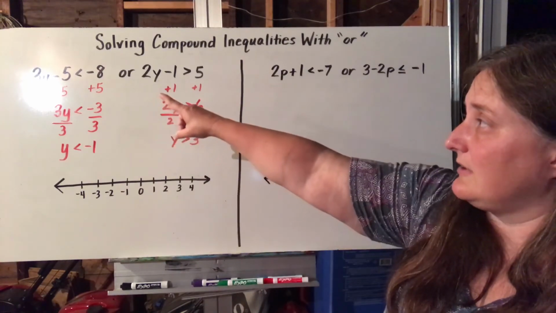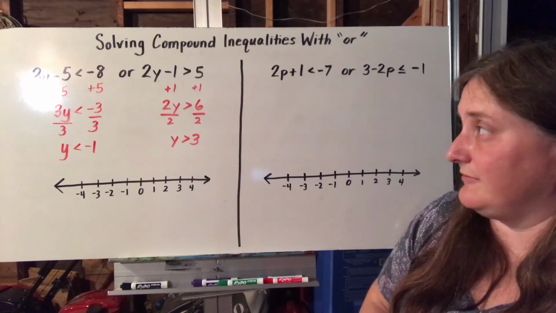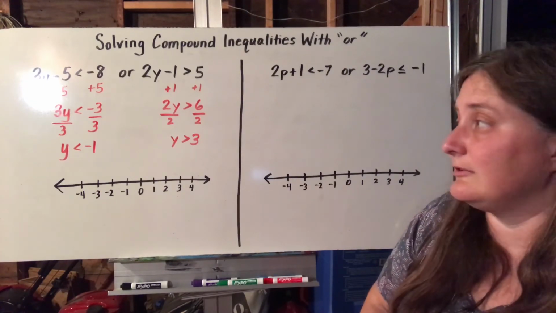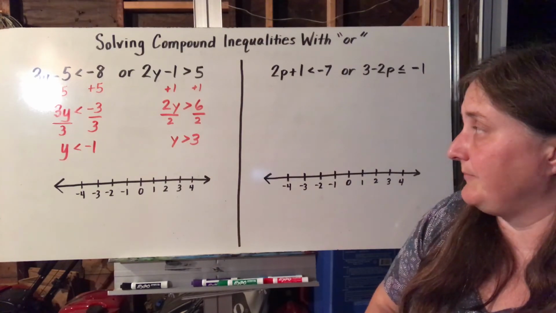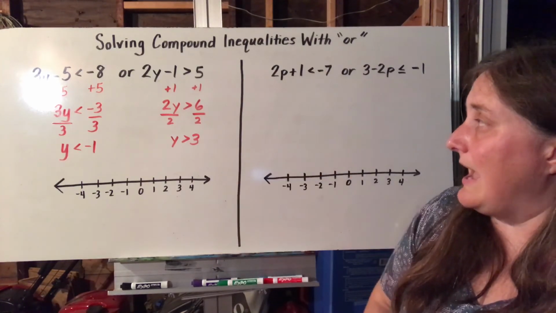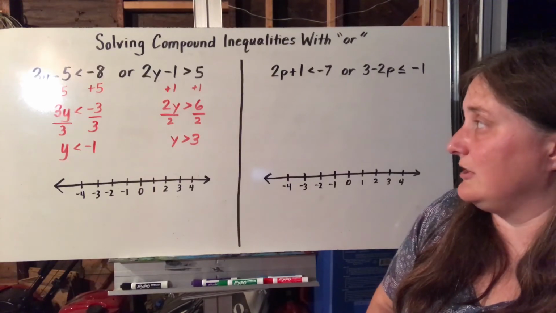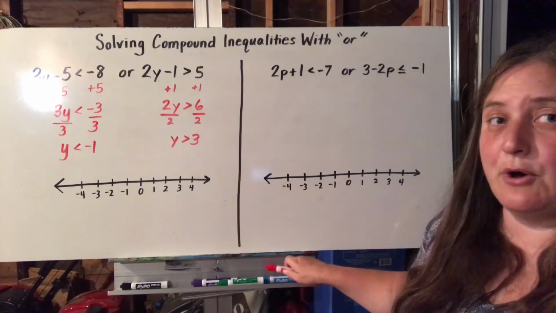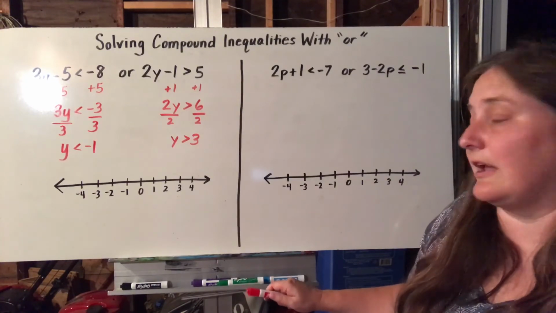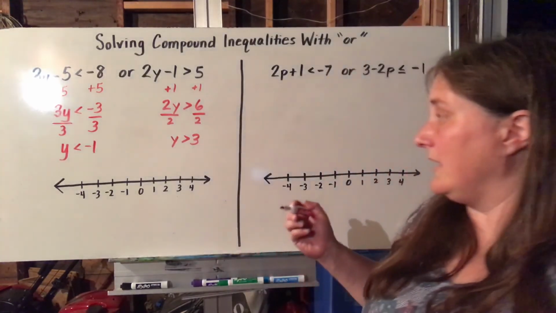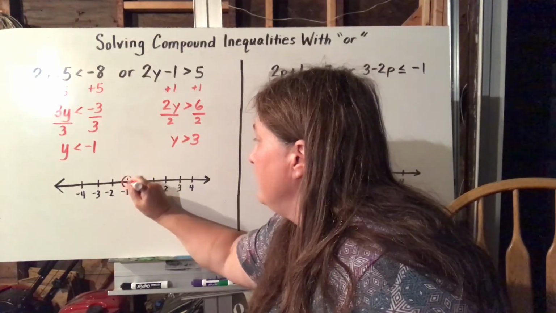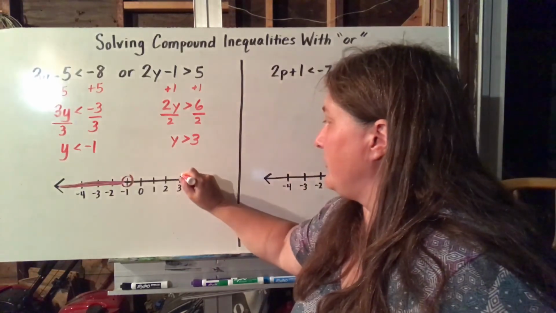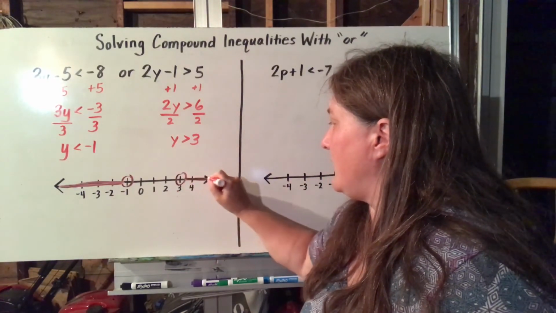So the 3y minus 5 is less than negative 8. I added 5 to each side. Then I had to divide each side by 3, and I came up with a solution of y is less than negative 1. On this one, I added 1 to each side, and then I had to divide each side by 2, so I came up with the solution y is greater than 3. Now in both cases, y is not equal to the negative 1 or 3. So it's either less than negative 1, so going to the left here, or greater than 3, going to the right here.